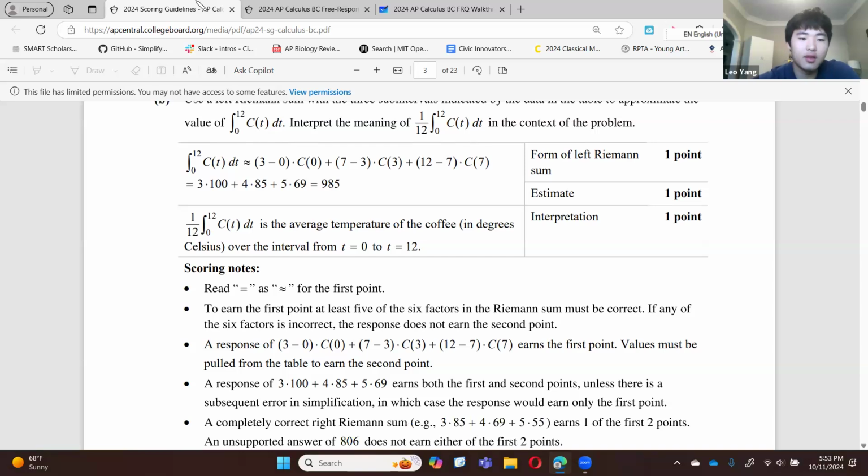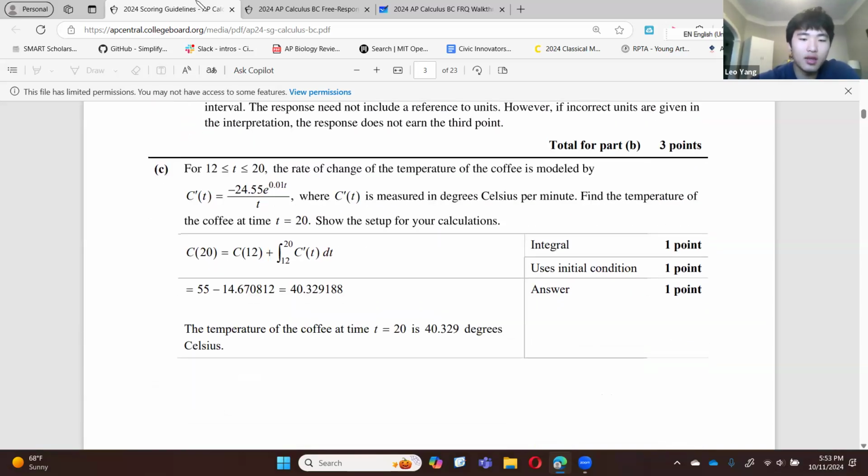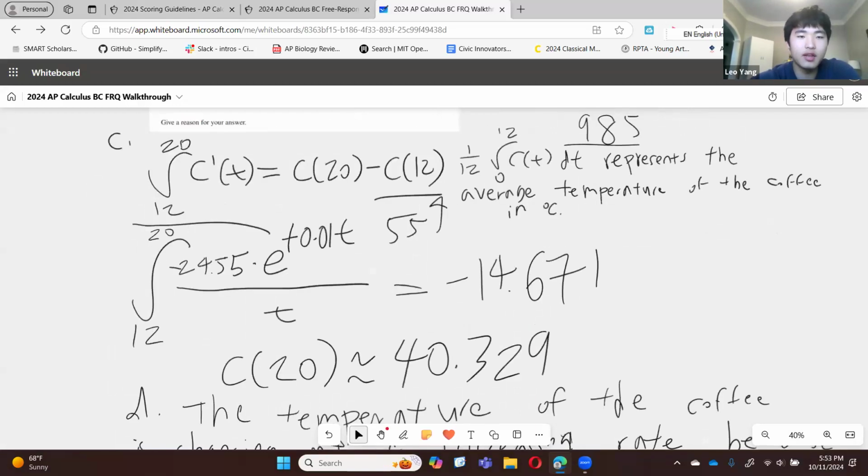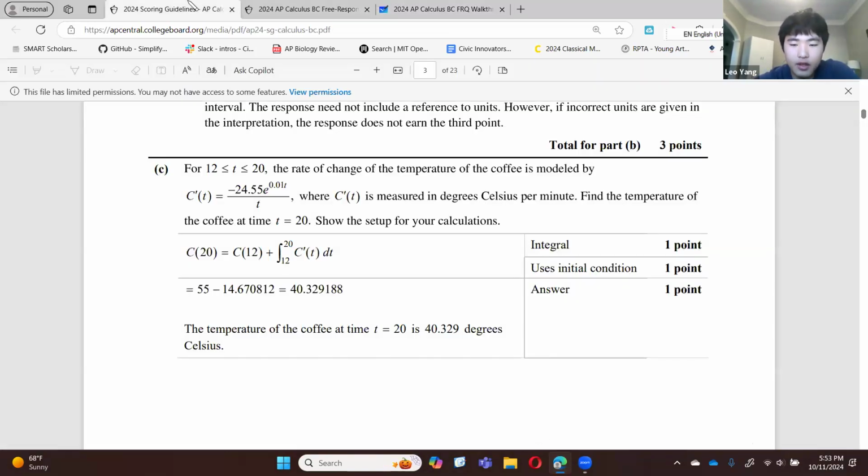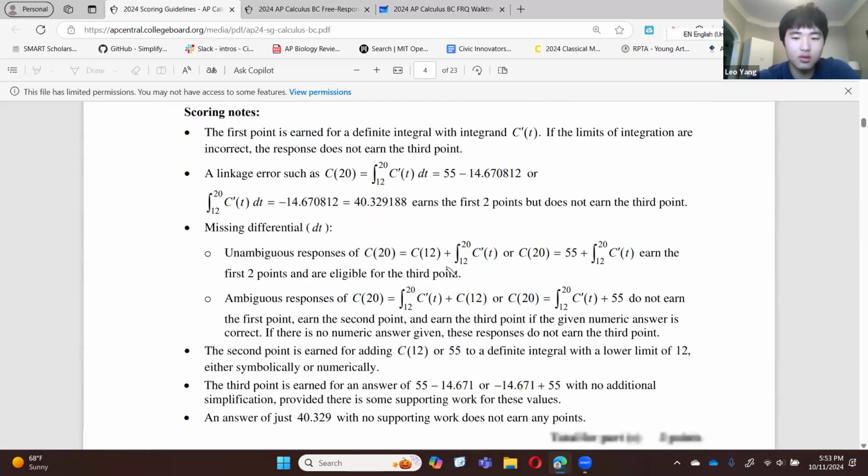Part C, to score it, with the integral, we have 40.329. We got 40.329. Yay. Use initial condition. We do use initial condition. Integral, yes, we got the integral. So I think I got all 3 points for that too.